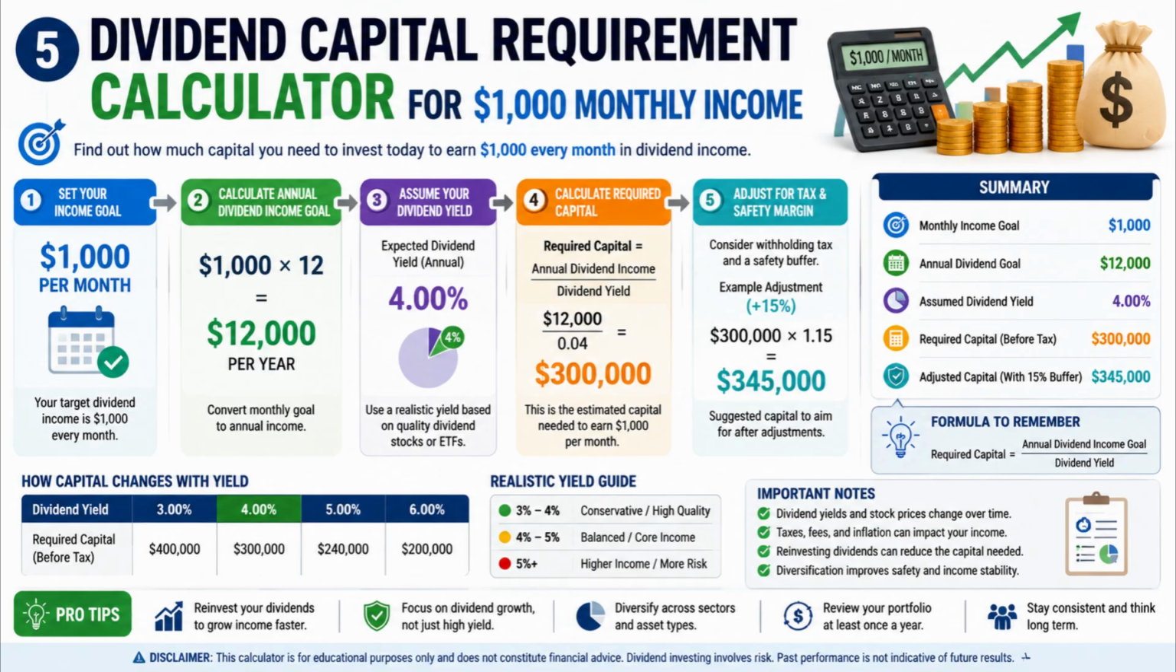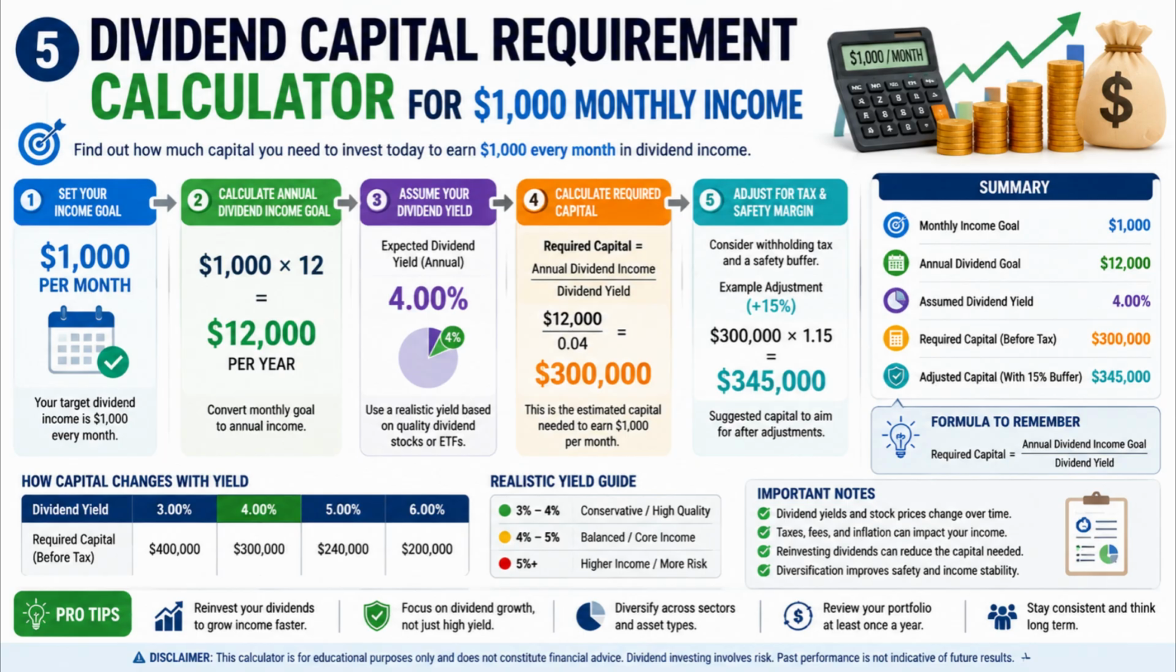In addition, dividend yields and stock prices change over time, so the calculated portfolio requirement is not fixed. Taxes, fees, and inflation can also reduce the amount of income that an investor keeps. Therefore, it is important to review the calculation regularly and update the assumptions when market conditions or personal financial needs change. Moreover, reinvesting dividends during the portfolio building stage may reduce the amount of new capital that needs to be contributed over time. Reinvested dividends can purchase additional shares, which may then generate more dividend income. This compounding process can gradually accelerate the growth of the portfolio.